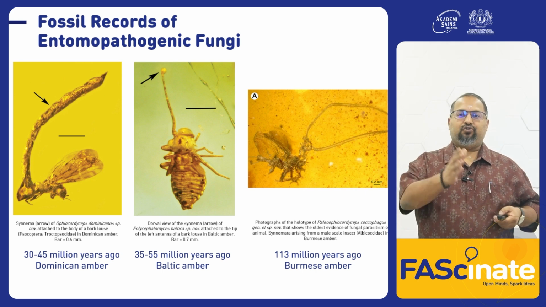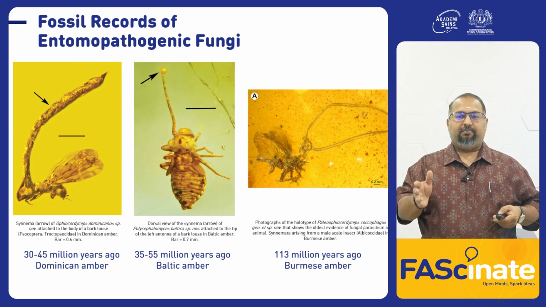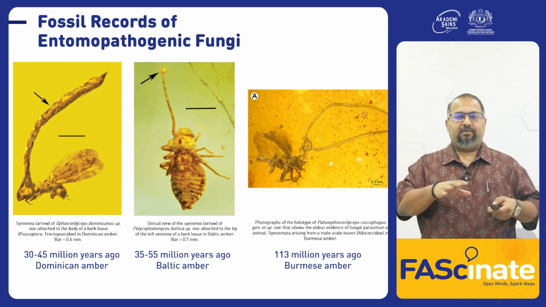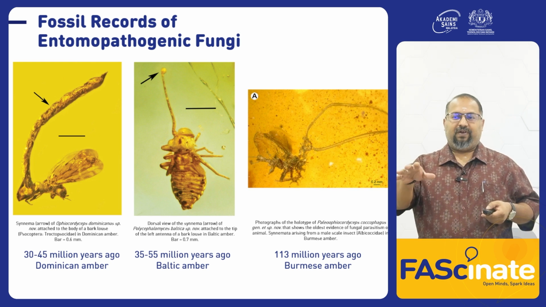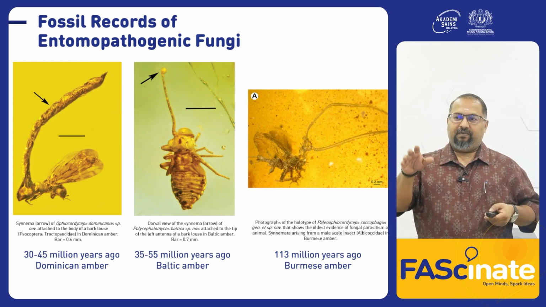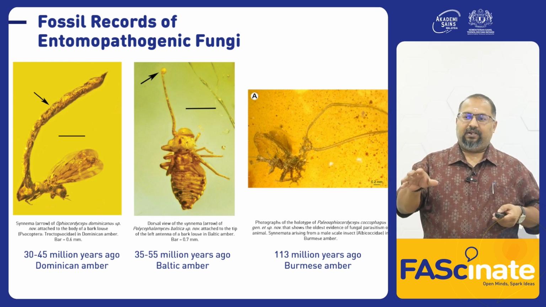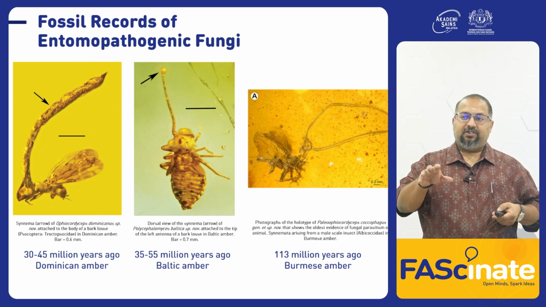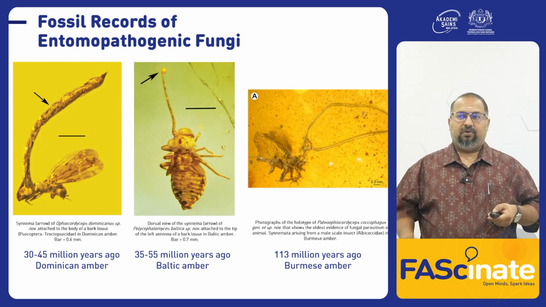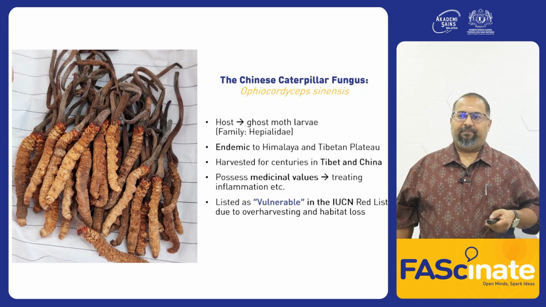However, the previous two, Baltic amber and Dominican amber, were estimated at 30 to 55 million years ago. The recent study has shown evidence of an insect scale that is 113 million years old in Burmese amber.